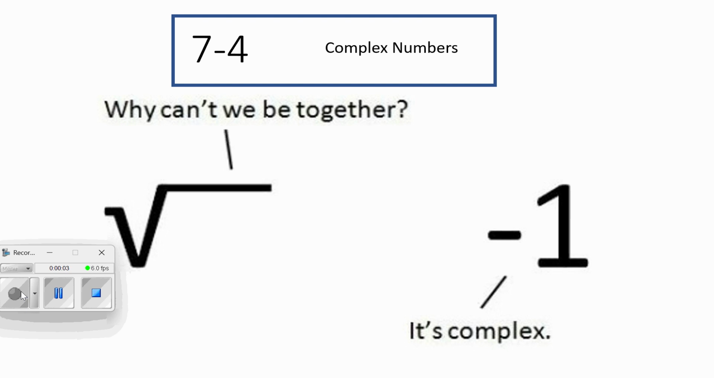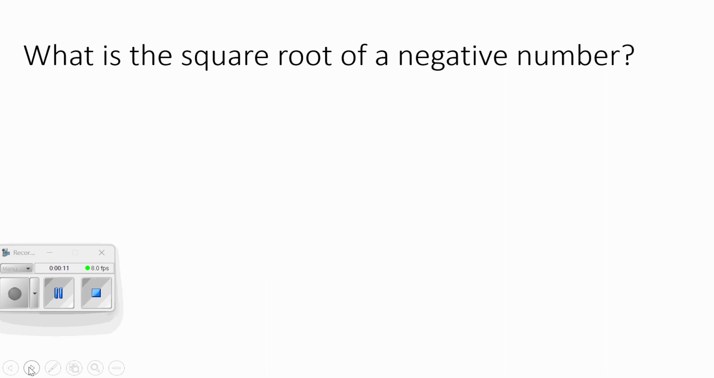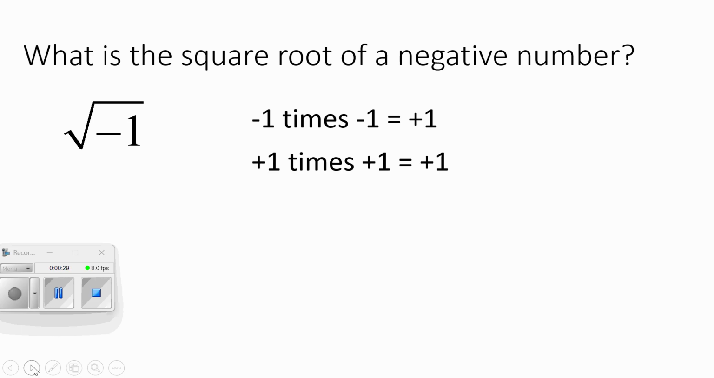All right, this is section 7.4, and today we're going to talk about complex numbers. So, what is the square root of a negative number? For instance, if I said, what is the square root of -1? Well, some of you might say, well, it's -1. But it can't be because -1 times -1 would be a +1. So it can't be -1. So you might say, well, it's 1. But 1 times 1 is a +1. So it can't be 1 and it can't be -1.